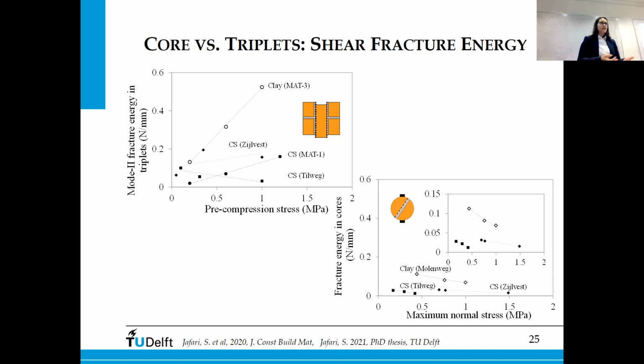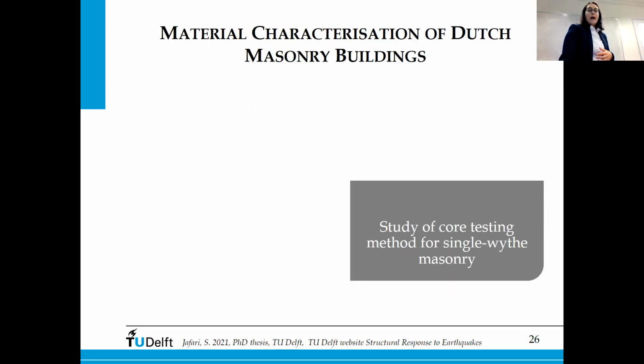But the good thing about this core testing method was that in the lab, we are still able to get some positive response. Correlating that with the triplet test or other types of shear test is something that we need to continue with. But of course, the core testing is only one method for characterizing masonry, and there may be other ways to give engineers answers on which material property they have to consider in calculation.